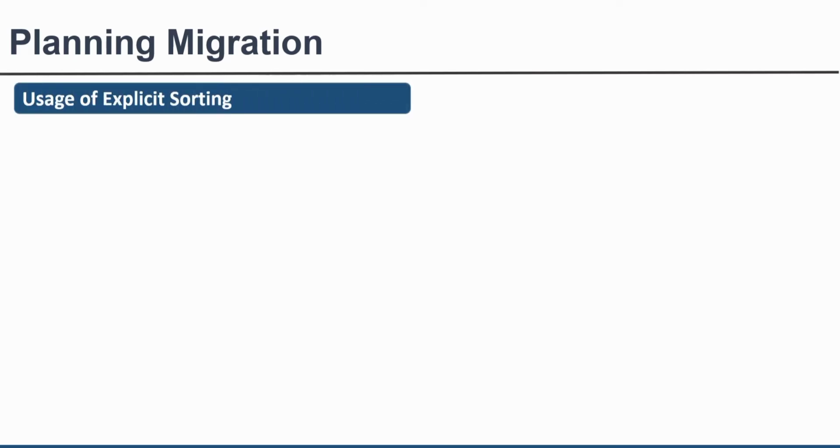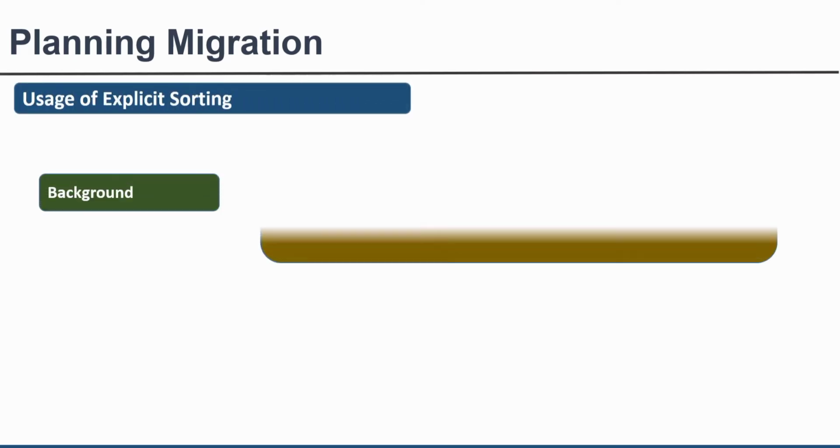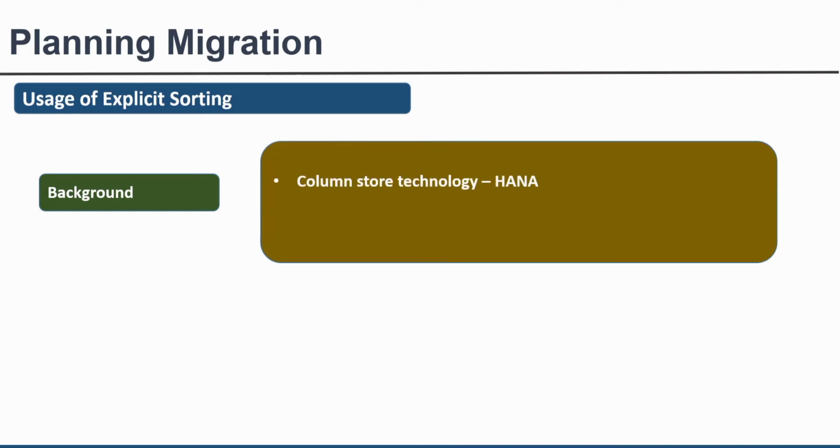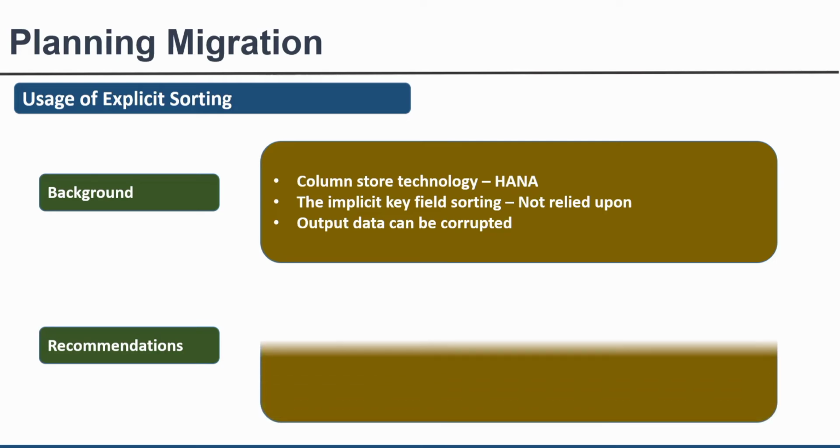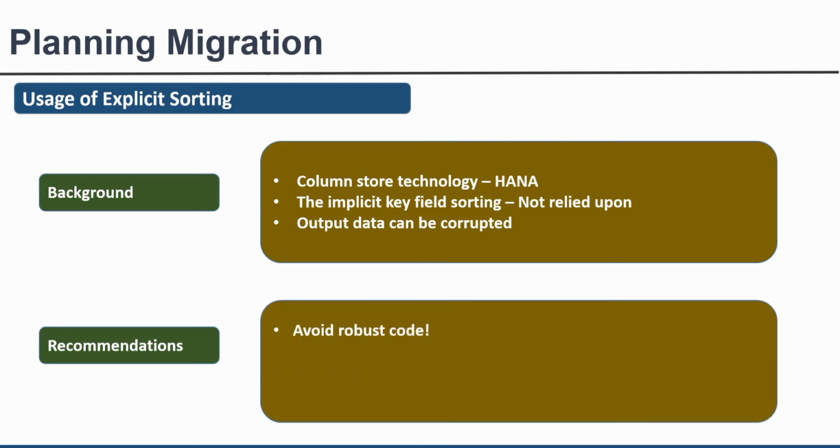Usage of explicit sorting. This is the background. As you all know by now, HANA database makes use of column store technology. The implicit key field sorting of the classical databases cannot be relied on anymore. Without correction, the functional output of the objects will be corrupted. So what is recommended? Avoid relying on implicit sorting of internal tables. Correct the same using explicit sorting, either by including an order by clause in the select statement or by using a sort by statement on the resulting internal table.